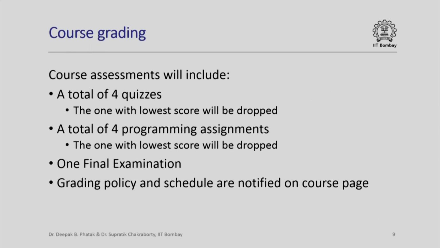The course grading will comprise several course assessments. These will include a total of 4 quizzes, out of which marks for the 3 best scores will be considered. That is, the one quiz with the lowest score will be dropped. The grading will also have an assessment of 4 programming assignments. Again, the one with the lowest score will be dropped. There will be one final examination. The grading policy and schedule are notified on the course page.